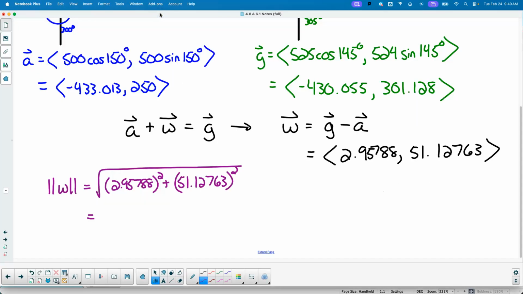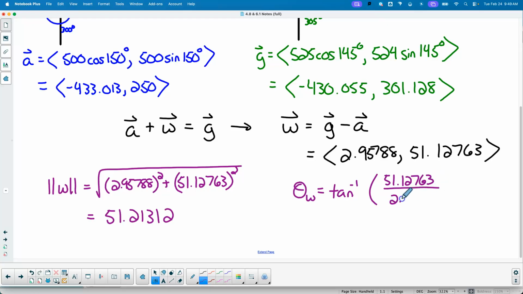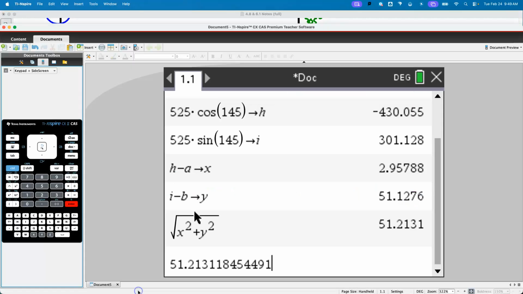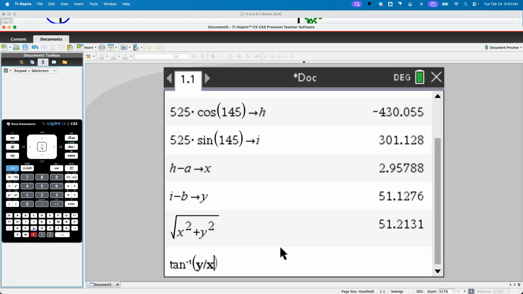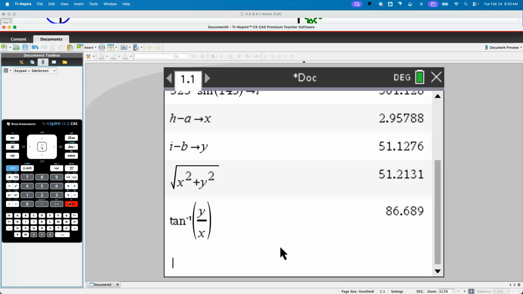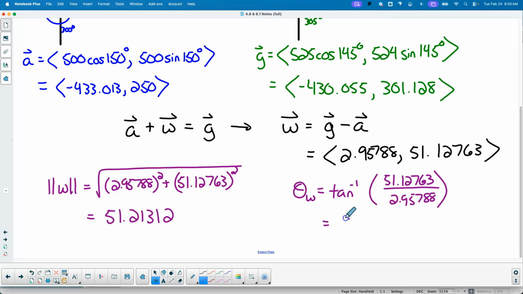51.21312. Then I need to find, this is a quadrant 1 vector, so I can go directly to W's direction angle. That gets me 86.68897 degrees. Okay.